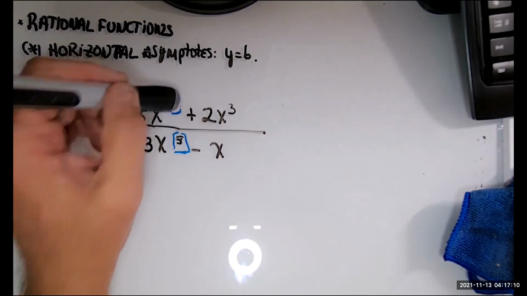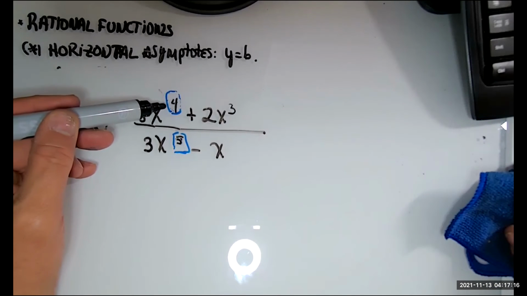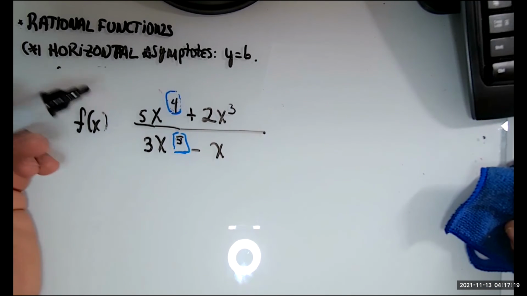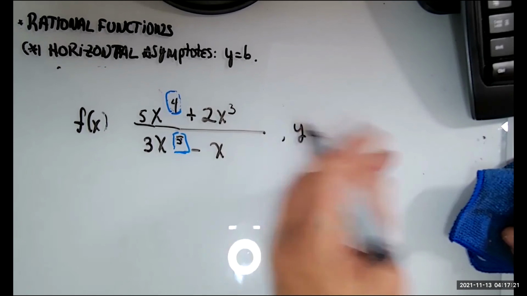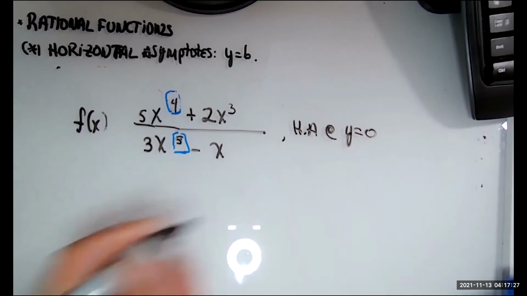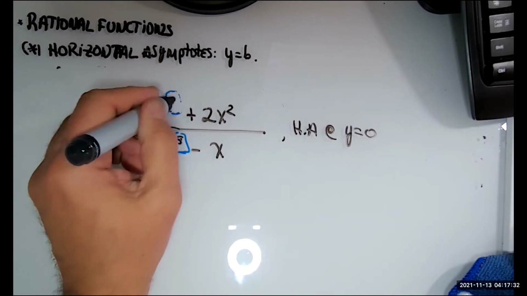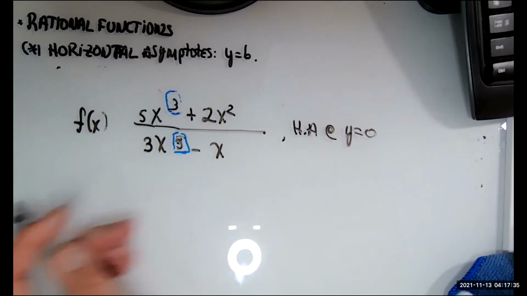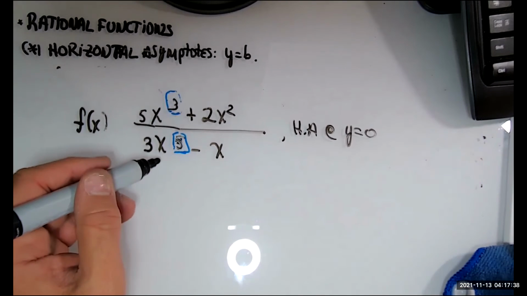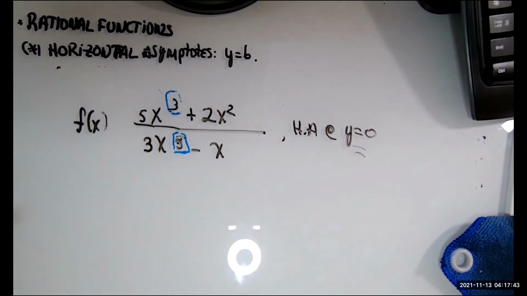What if the degree here is 4? Now the degree of the numerator is lower than the degree of the denominator. So what do we say? HA at y equals 0. This one is 2, this one is 3. Of course, HA is 0. So long as the degree of the denominator is higher than the numerator, the function exhibits a horizontal asymptote at y equals 0.